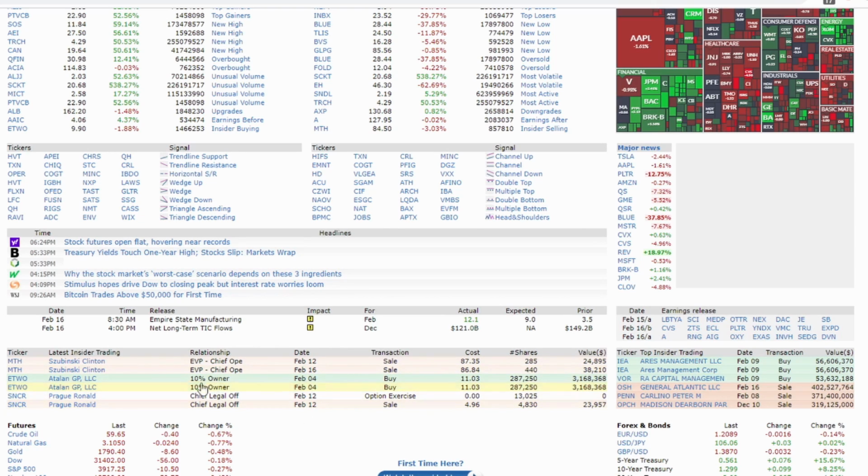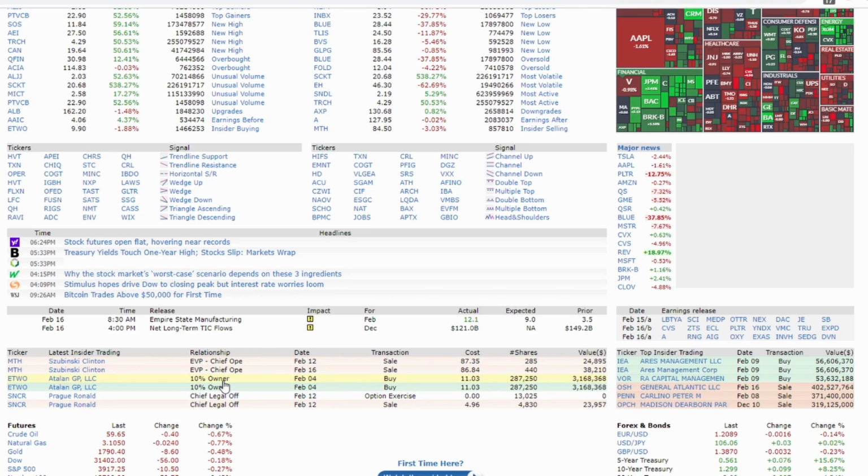And then going back up to this information as far as insider trading, I'm just going to tell you how to read this. It should be fairly simple, but just in case you don't know how to do it yet, you're going to see the ticker right here. That's obviously the name of the stock. Latest insider trading: this is the actual individual that bought or sold the shares of stock. You're going to see his relationship to the company. In this instance, he's the EVP, the Chief Operations Manager.